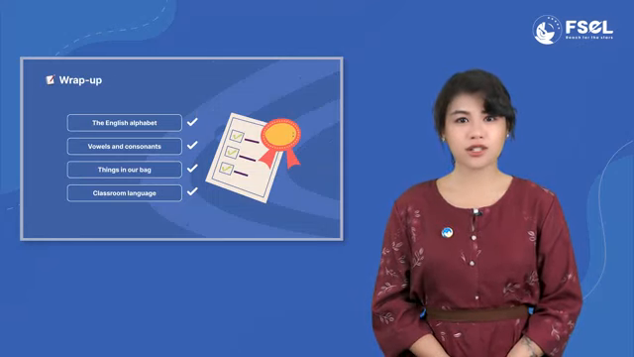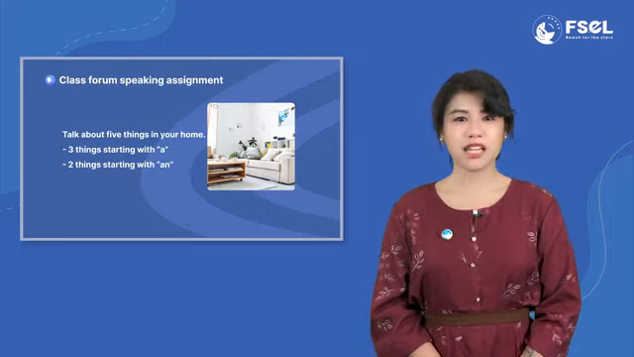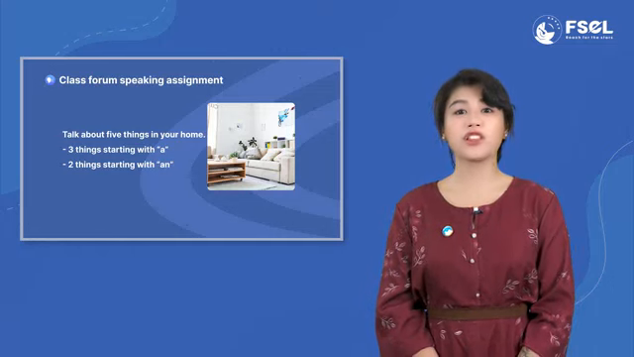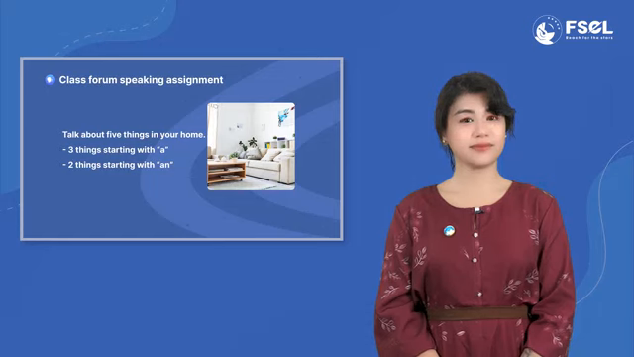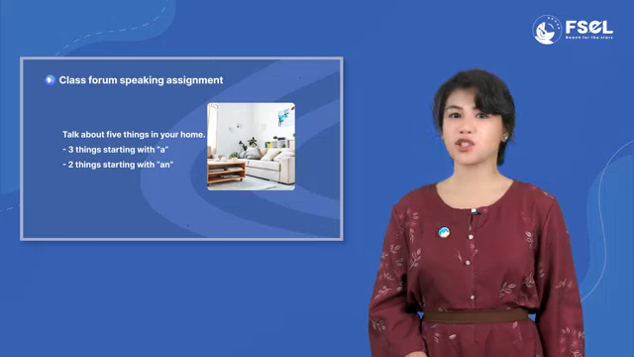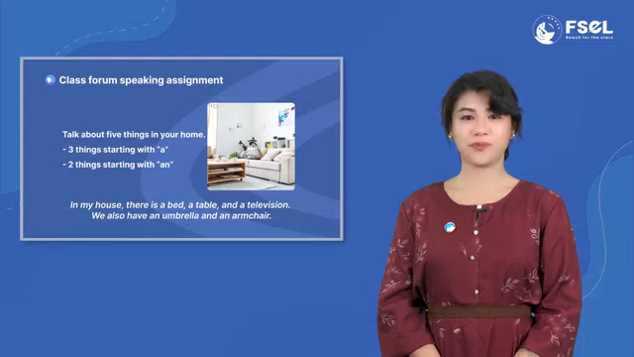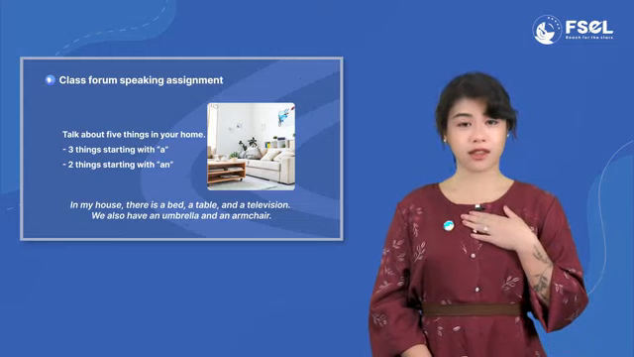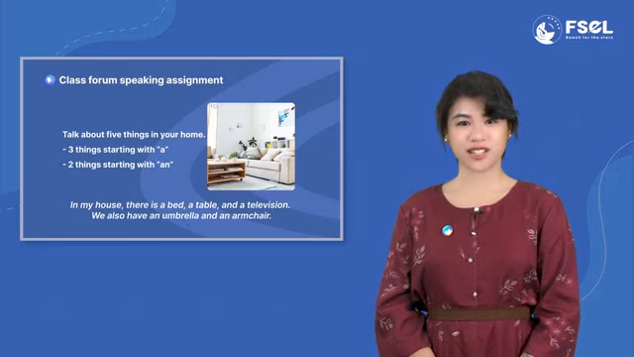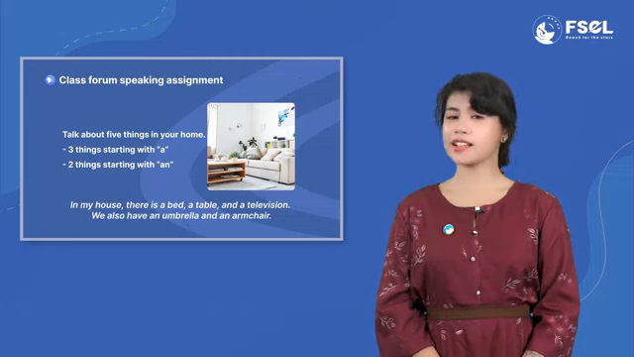Now, let's use what we've learned in our speaking. Tell me 3 things that you have in your home that start with a. Then, tell me 2 things you have in your home that start with an. For example, in my house, there is a bed, a table, and a television. We also have an umbrella and an armchair.